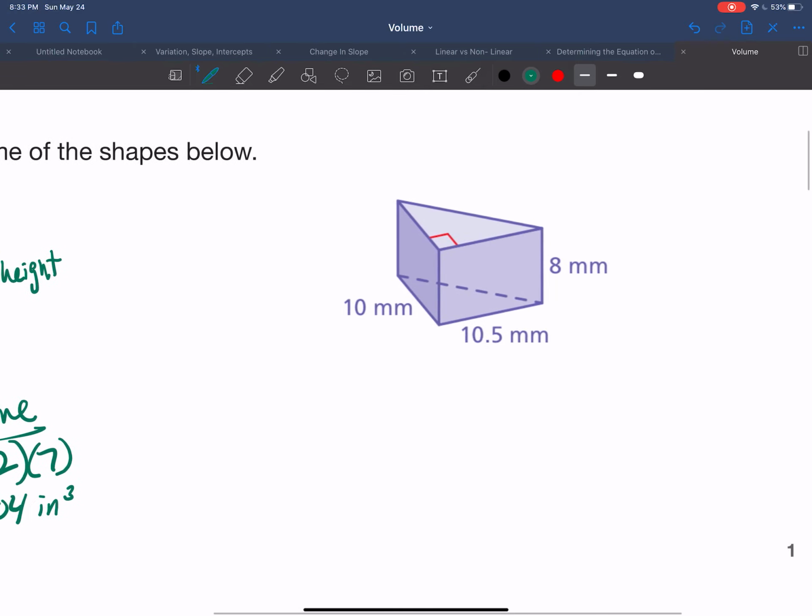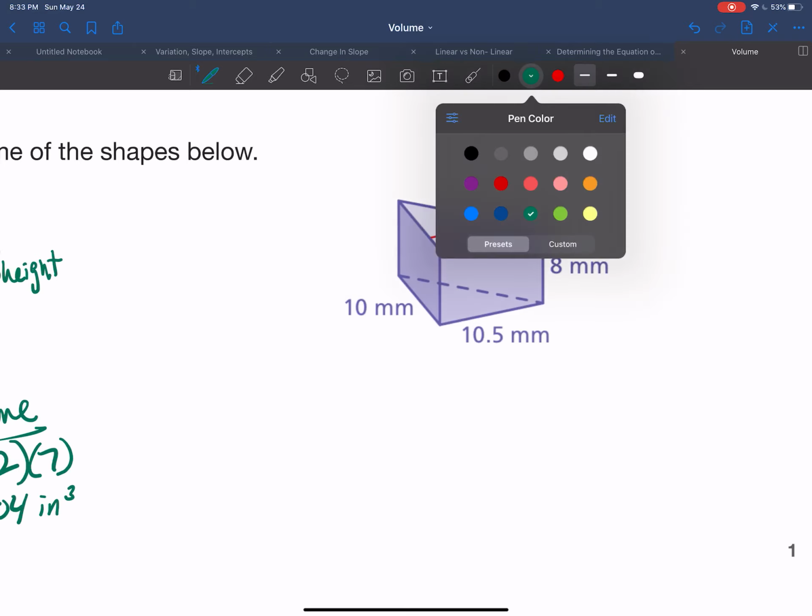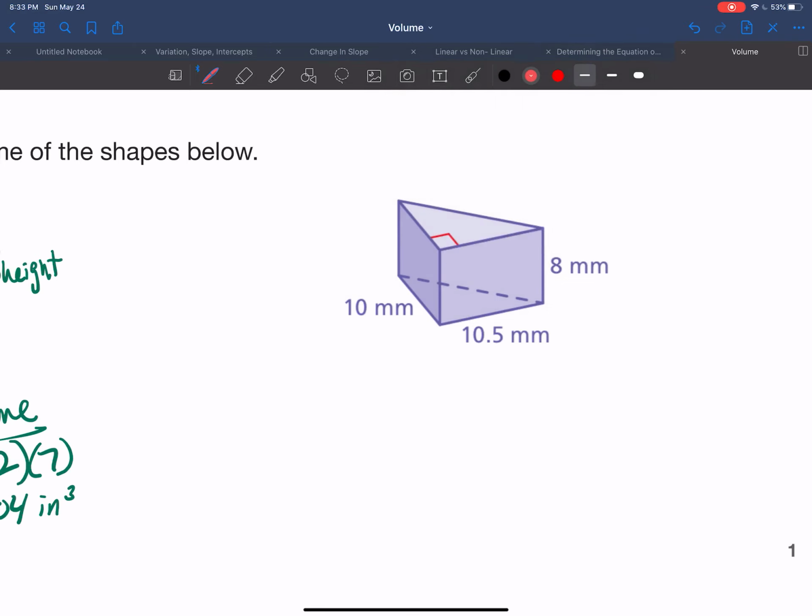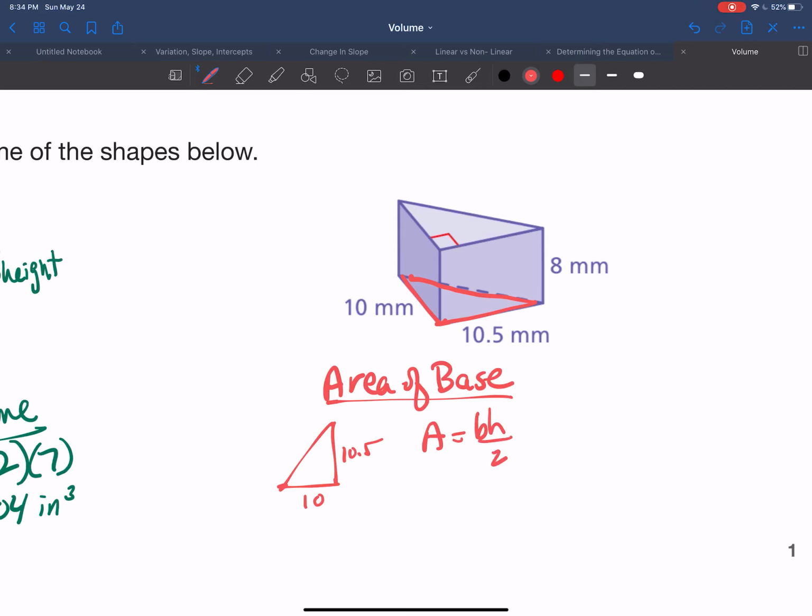Doesn't matter what the prism is, it's the same formula, just the formula for finding the area of the base changes because the shape changes. So in this case, we have a triangle. So if I'm finding the area of the base, I can't use the formula for a rectangle, I have to use the formula for a triangle. So I have a triangle on the bottom. It looks like this. And the area is base times height divided by 2. So 10 times 10.5 divided by 2 is 52.5.